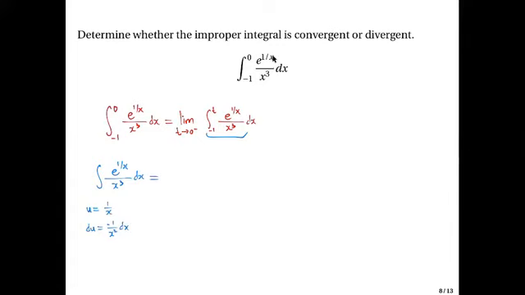Which means this integral is equal to negative the integral of e to the u, we'll get 1 over x squared, and we'll have 1 over x left. So this here is u e to the u du. And then we can use IBP in here. Let's use tabular in here.